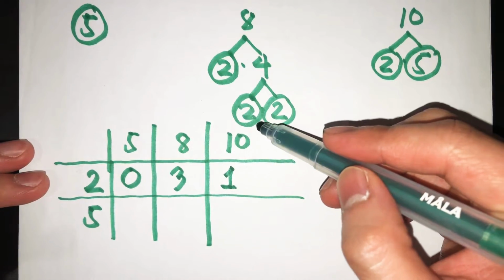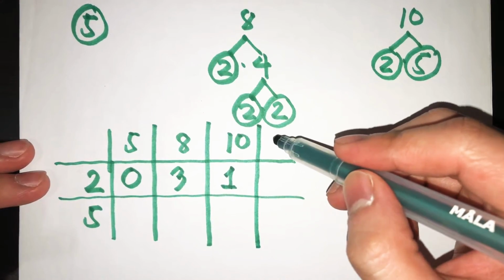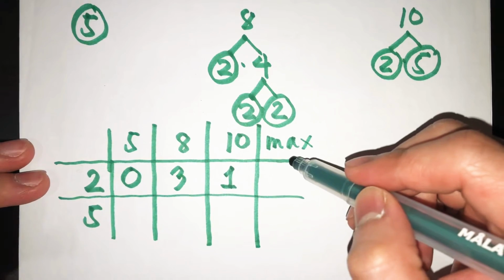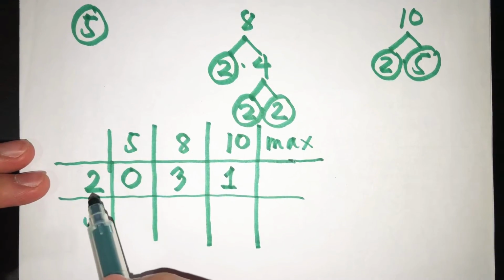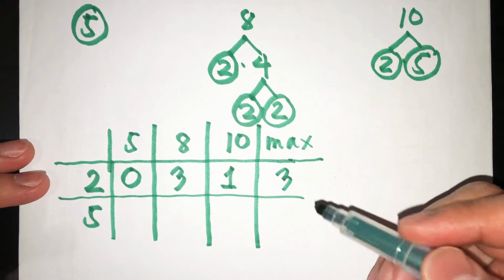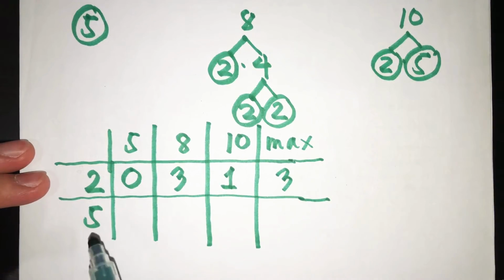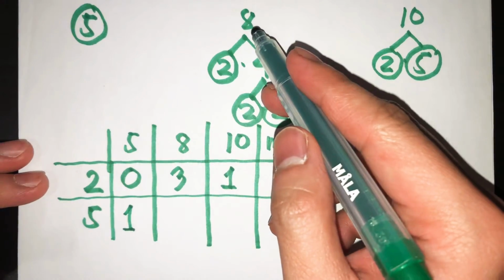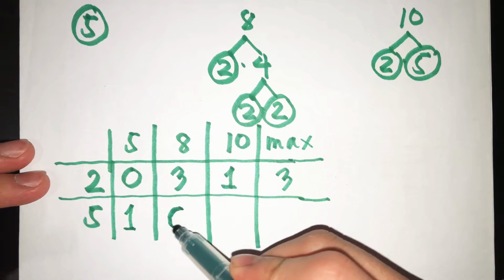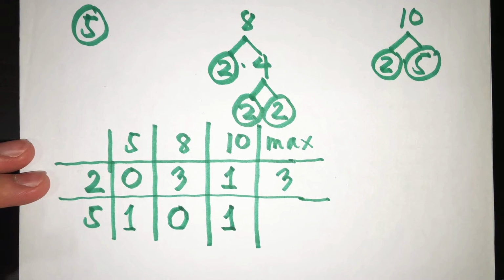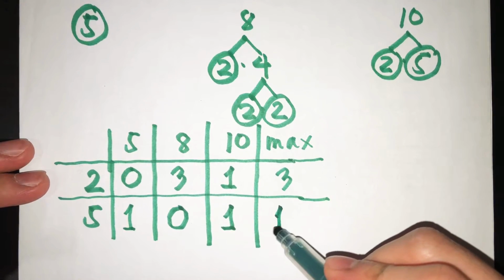Okay? Now on the last column, we're going to write the maximum number of times that this number appears here. Okay, so in this case, it appears 3 times. Okay, that's the maximum. Then for 5, it appears once here, then none at 8, and once also at 10. So the maximum number of times 5 appears in these 3 numbers is 1. Okay?